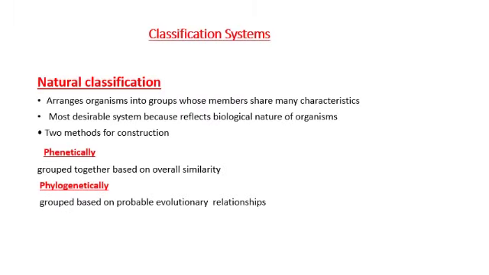And next is the classification system. There are certain classification systems, that is natural classification system, that arrange the organisms into groups based on many characteristics. And there are two methods for construction, that is phenetically and phylogenetically. Phenetically means based on the overall similarities. Then phylogenetically means purely based on the evolutionary relationship.